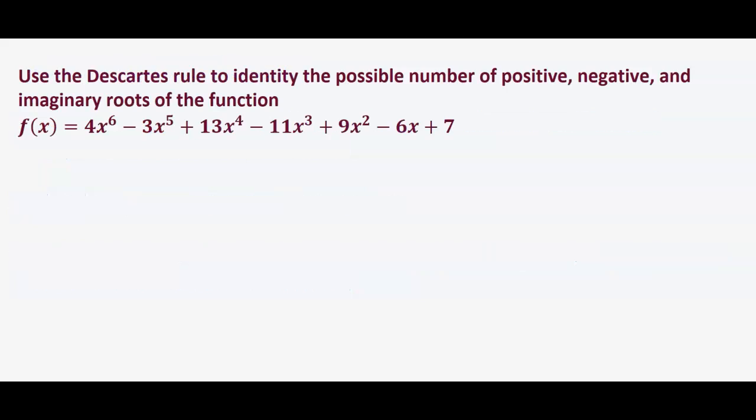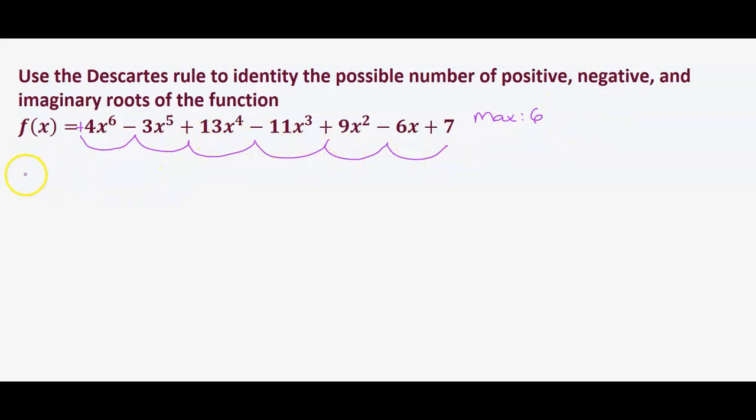So let's go ahead and do some examples together. We're going to use Descartes' rule to identify the number of positive, negative, and imaginary roots of this function. So remember here, we're going to pay attention to sign changes. So I put a plus here. We have a sign change here. We have another one here. We have another one here. Another one here. Another one here. And then another one here. Let's find out how many we have. So the maximum here is going to be 1, 2, 3, 4, 5, 6. So 6 is our maximum.